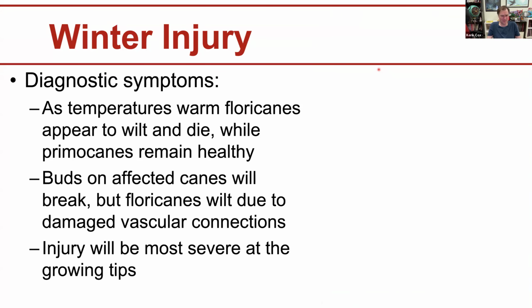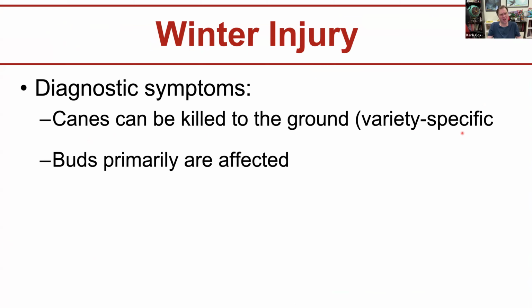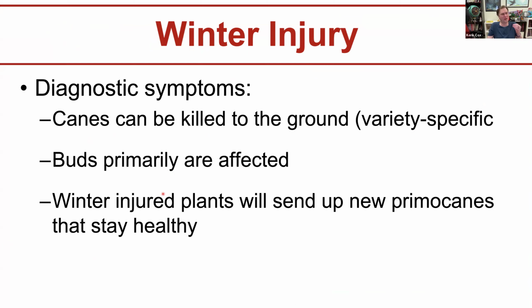And then, of course, the other thing that'll happen is the injury can be most severe at the growing tips. In that case, you can begin to think winter injury. It's rare that canes can be killed to the ground, but if you have a really sensitive variety, this can happen. Buds primarily get affected.